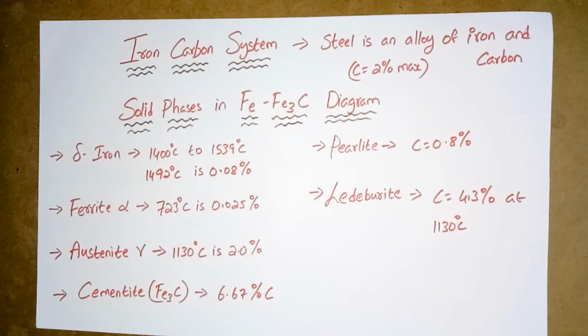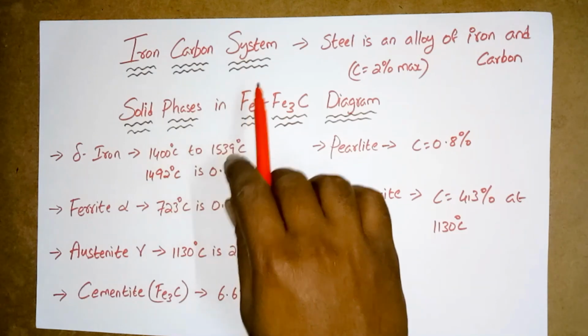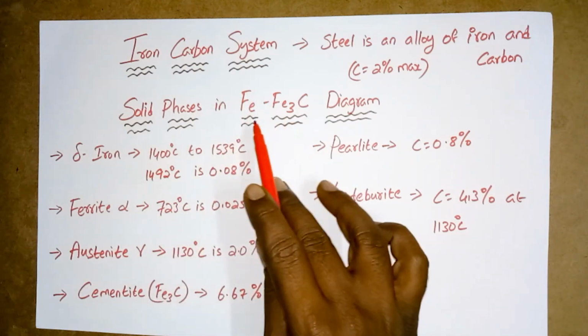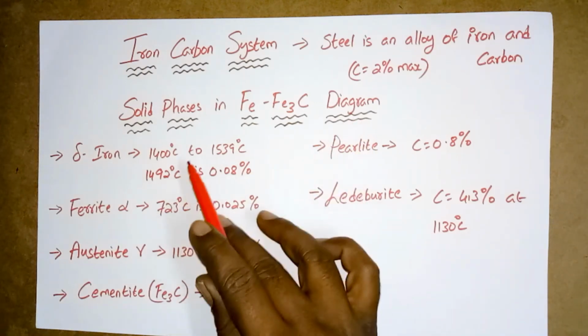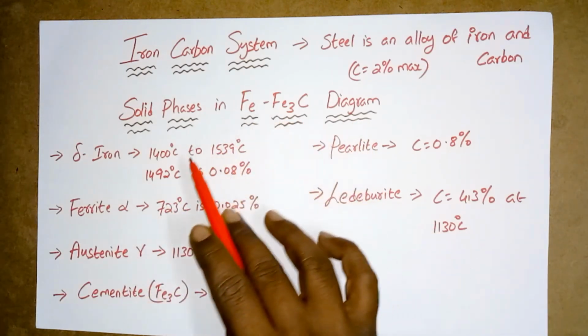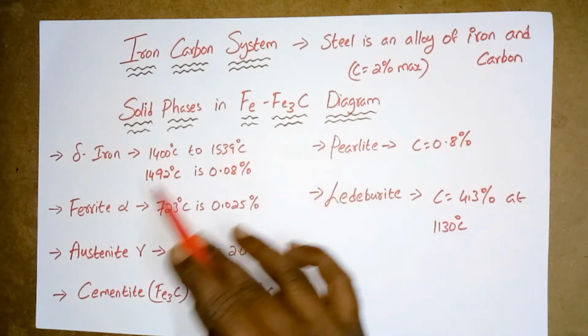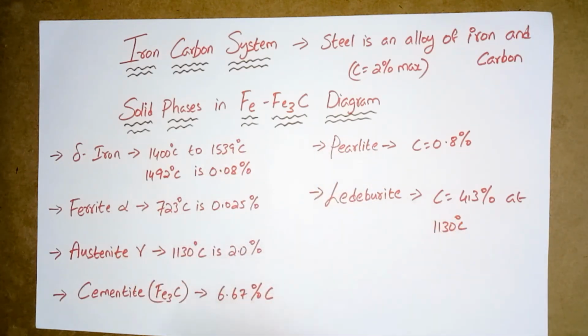So that's all for today's class. I think all of you understood this class. In this class, we came to know about the iron carbon system and the solid phases in the iron carbide diagram. If you get a question regarding what the solid phases in the iron carbide diagram are, these are the things you have to write in your explanation.